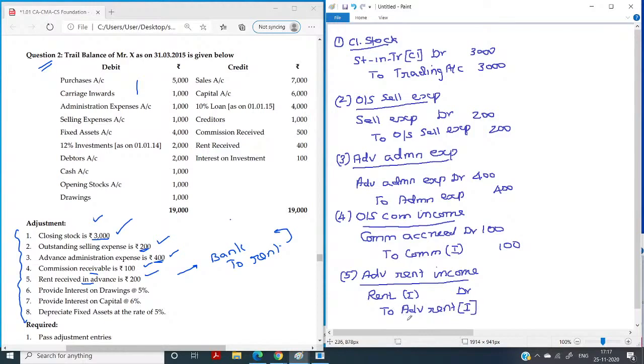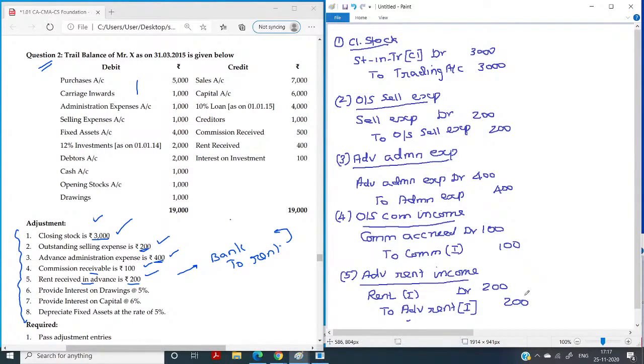This is a representative personal account, so the value being 200 rupees. Is it clear?